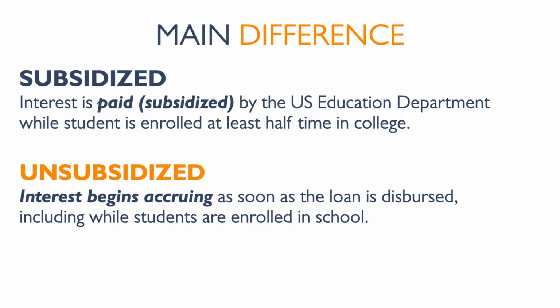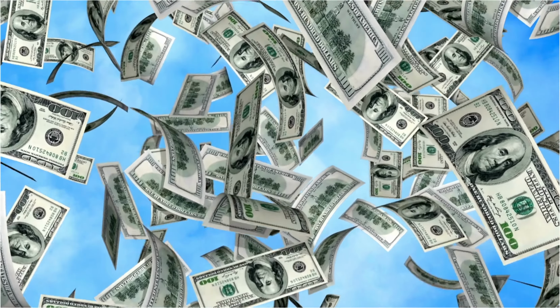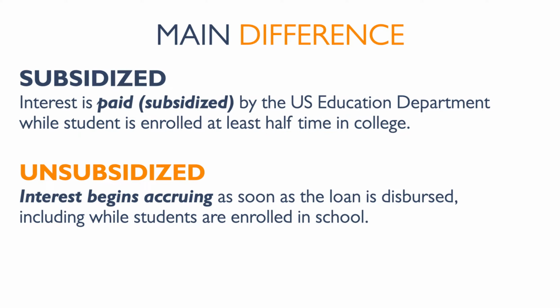The main difference between subsidized and unsubsidized loans is that with subsidized loans, the U.S. Department of Education pays or subsidizes the interest while the student is enrolled at least half-time in college, during deferment, and the 6-month grace period after graduation. On the other hand, the interest on unsubsidized loans begins accruing from the moment the loan is disbursed to school.